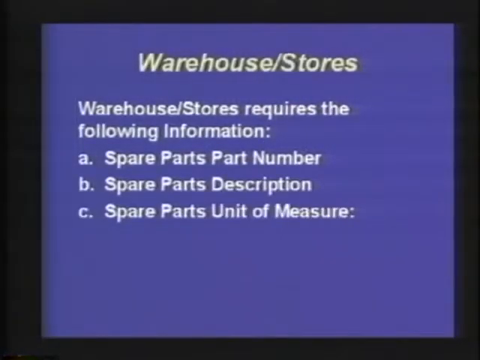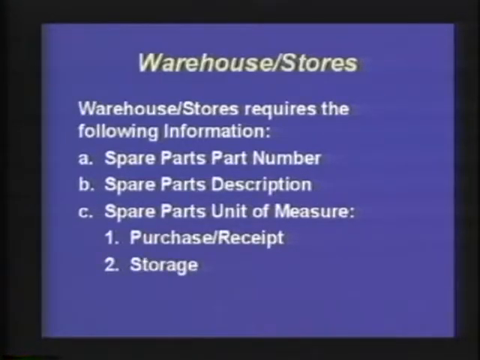Number 1, or A, is the spare part number, and B is the description, and C is the unit of measure. Now you'll notice that we show 3 different types of units of measure. The first one is the purchase unit of measure, and that's associated with the term receipt. And the second one is the storage unit of measure, and the third is the unit of measure for issuing. Between the receipt unit of measure and the storage unit of measure, as we've indicated previously, you will have to have conversion capability where that is a requirement.